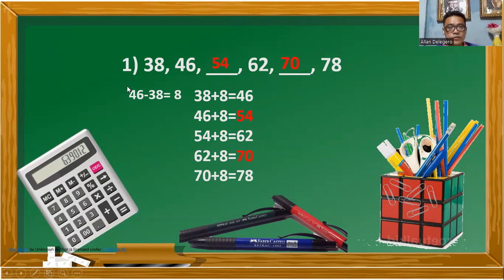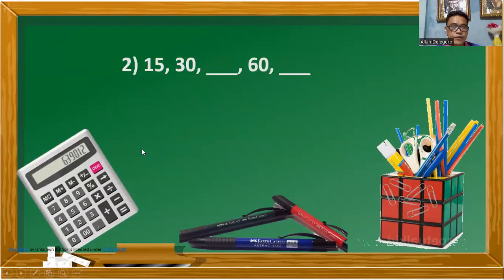So we have here the solution. 38 plus 8 is 46. 46 plus 8 is 54. 54 plus 8 is 62. 62 plus 8 is 70. And 70 plus 8 is 78. Okay. And for number 2, we have here 15, 30, blank, 60, blank. Okay, find the missing terms.